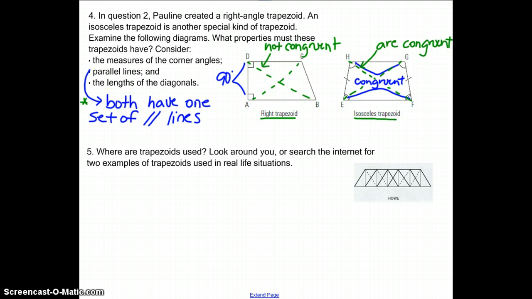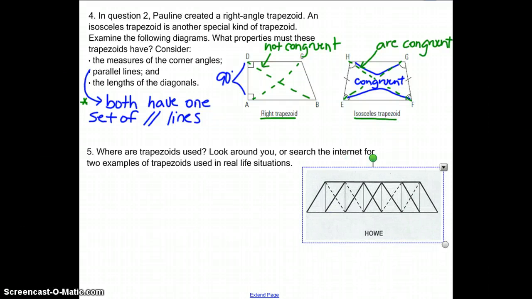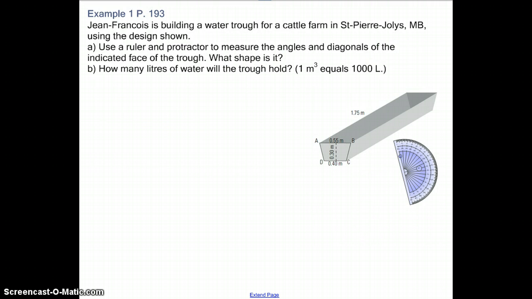So where are trapezoids used? We have one right here in our classroom in this one table. It is an isosceles trapezoid. Here's another one. What type of trapezoid is this? It's isosceles. Good. Because these angles are the same and these angles are the same, and we have one set of parallel lines. Good.